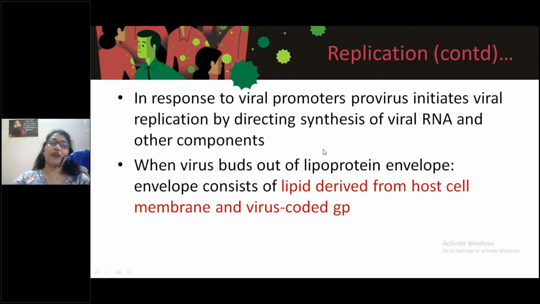So, in response to viral promoters, the provirus initiates viral replication by directing the synthesis of viral RNA and other components. And once the virus buds out, the lipoprotein envelope consists of lipid derived from the host cell membrane and virus-coded glycoprotein. This happens not only in HIV but in other viruses that contain a lipid envelope. The lipid is basically derived from the host cell membrane.